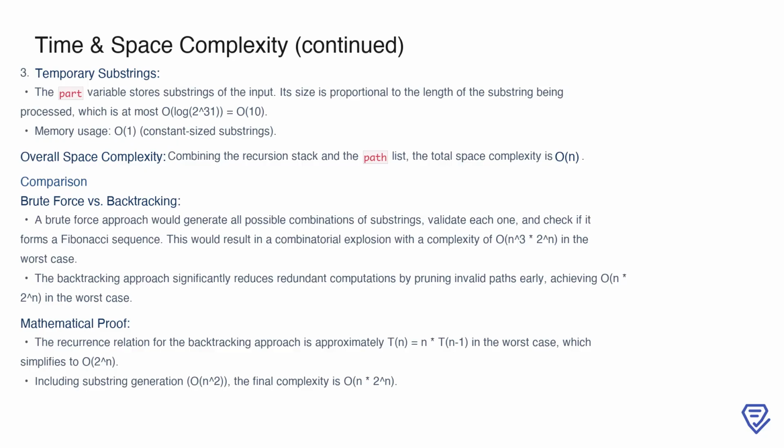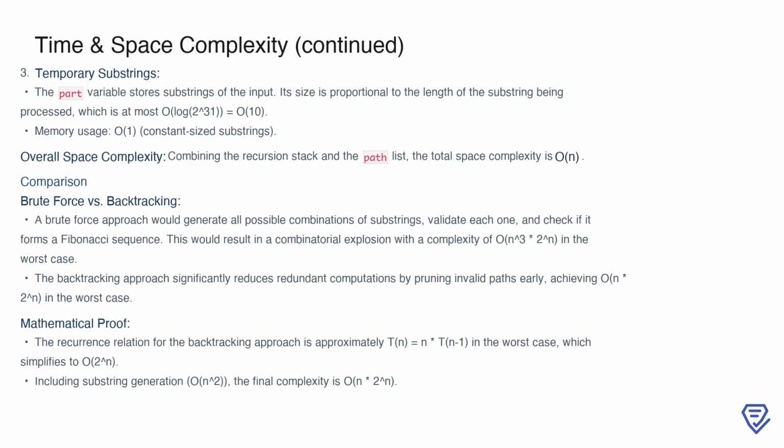Comparing this backtracking approach to a brute force method, we observe that brute force would generate all possible substrings, validate each combination, and check if it forms a Fibonacci sequence. This would result in a staggering complexity of O(n cubed * 2 to the power of n) in the worst case due to the combinatorial explosion. In contrast, the backtracking method avoids redundant computations by pruning invalid paths early, achieving a much more efficient O(n * 2 to the power of n) in the worst case.